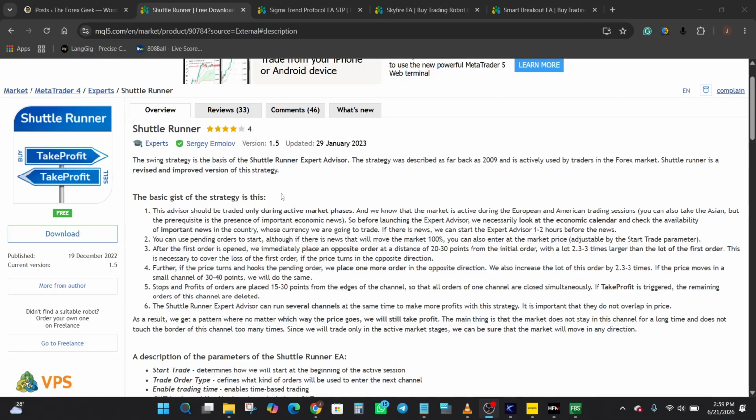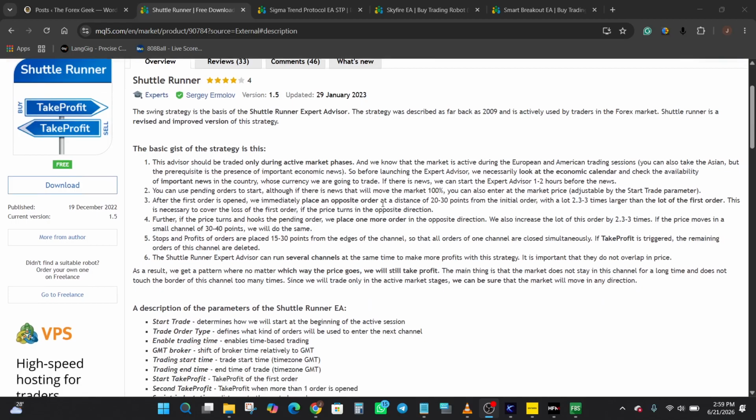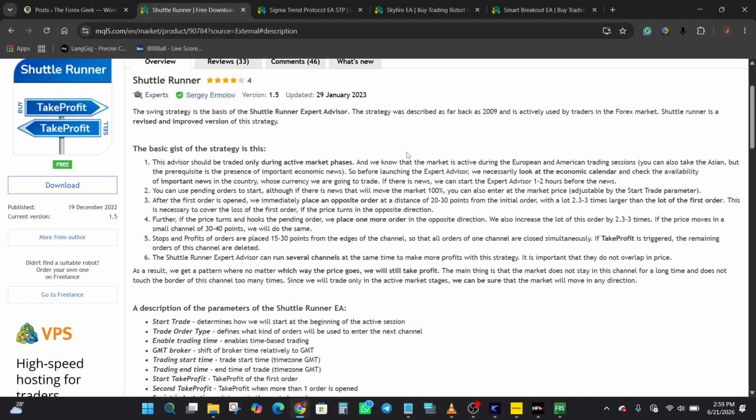Looking through the description, the developer explains that Shuttle Runner EA is based on a swing trading strategy that has reportedly been used by Forex traders since 2009. So, according to the marketplace information, this EA is described as a revised and improved version of that original strategy.